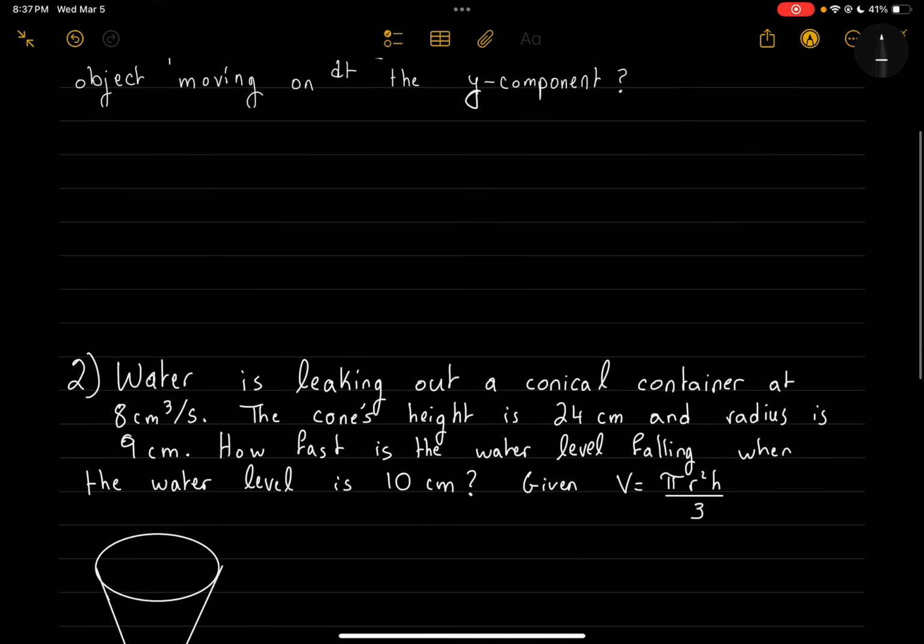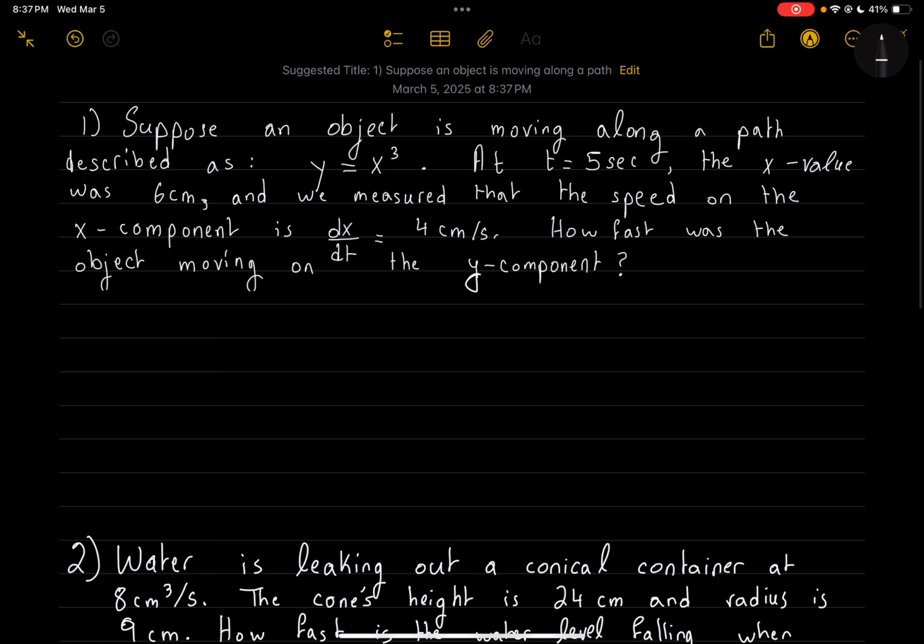In this video, we're going to tackle two questions about related rates. So let's get started. Suppose an object is moving along a path described as y is equal to x to the power 3. At t is equal to 5 seconds, the x value was 6 centimeters, and we measured that the speed on the x component is dx over dt, which is 4 centimeters per second. How fast was the object moving on the y component?